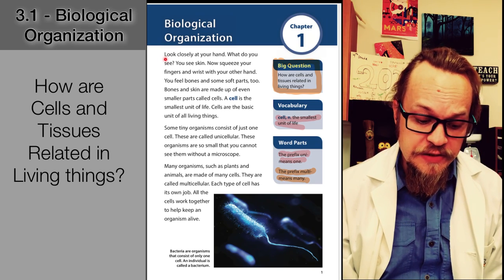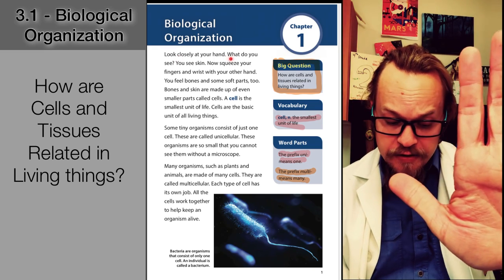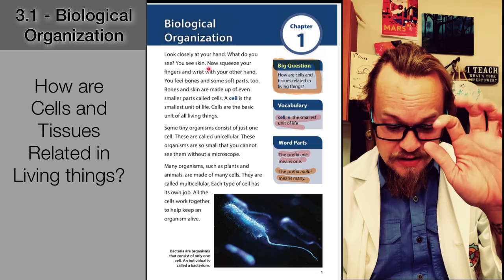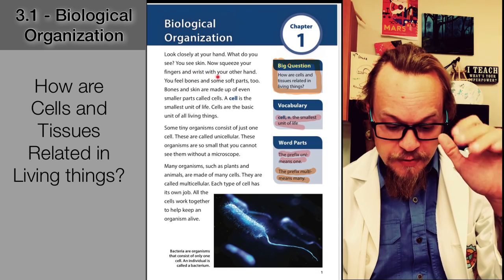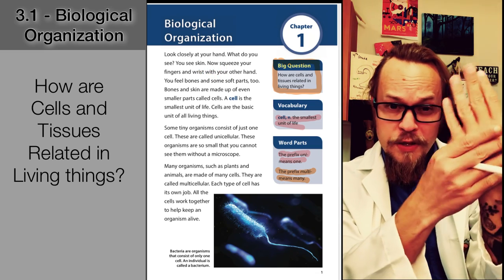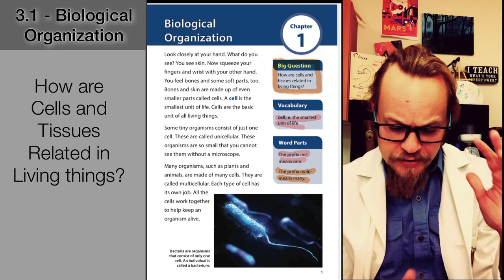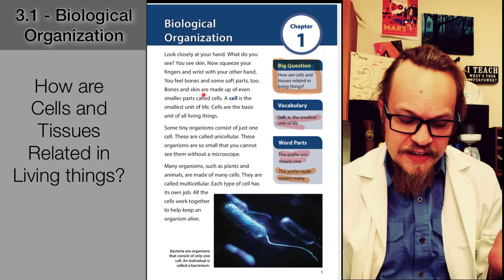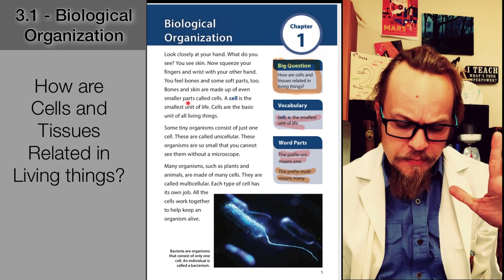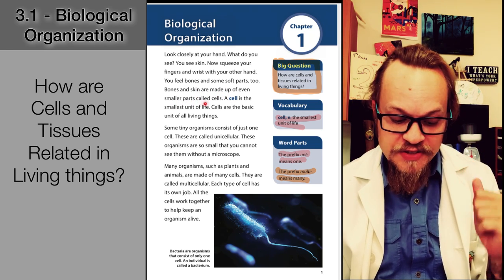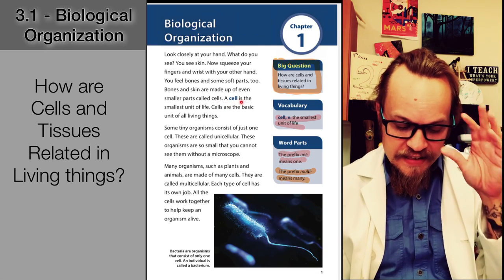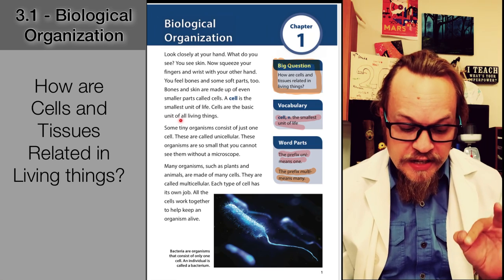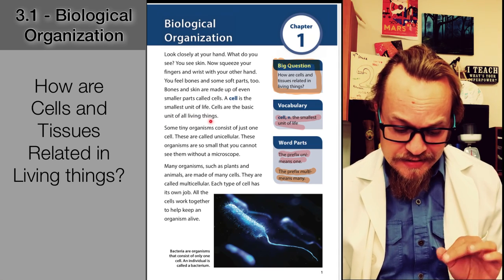Biological organization. Look closely at your hand. What do you see? Well, skin. Now squeeze your fingers and wrist with your other hand. What do you feel? Well, you feel bones and some soft parts too. Bones and skin are made up of smaller parts called cells. A cell is the smallest unit of life. Cells are the basic unit of all living things.